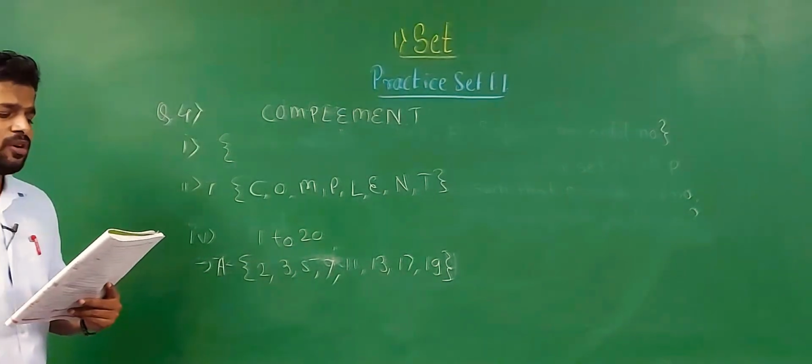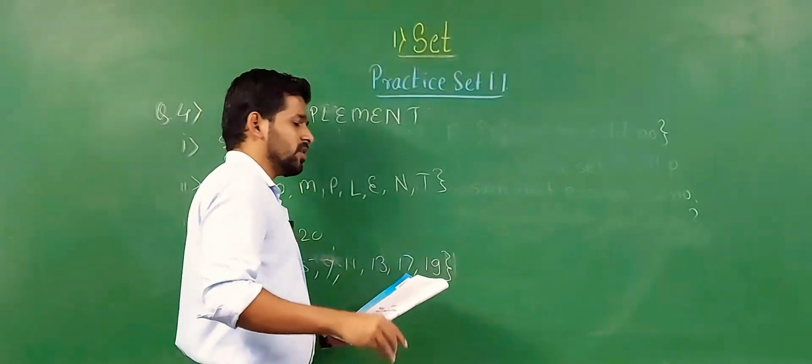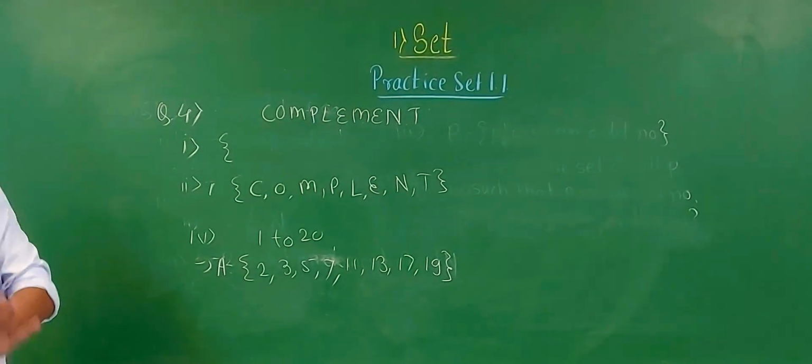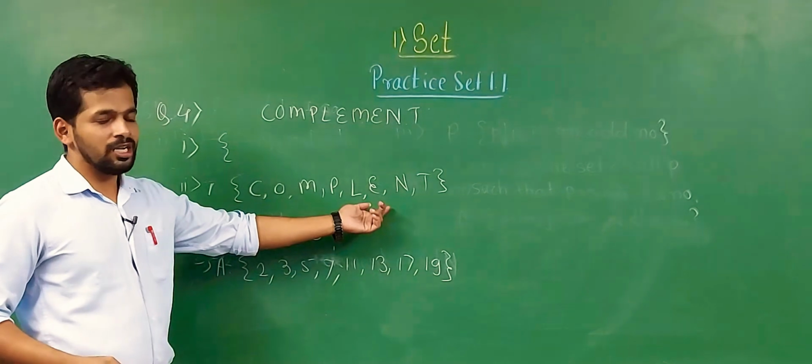Next one, names of the continents of the world. There are 7 continents: Asia, Africa. Okay, so you have to write the 7 continent names in curly brackets.